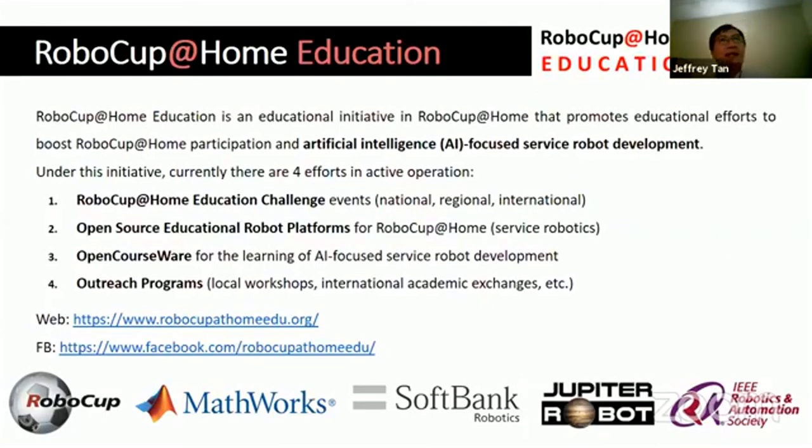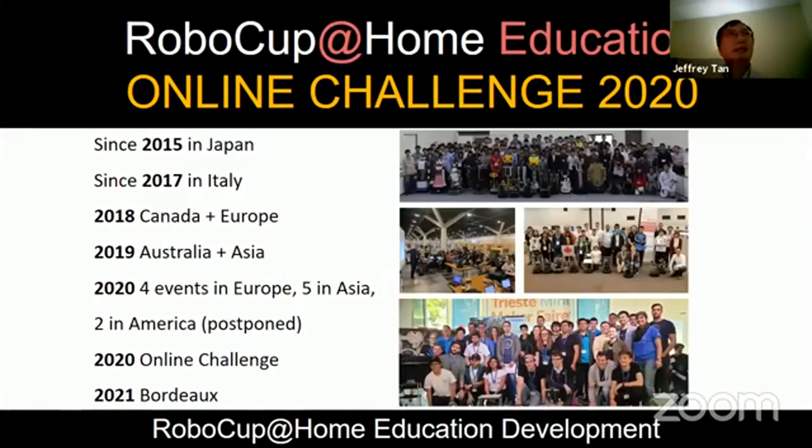Okay, and lastly, IEEE. So IEEE RAS, initially, we actually got one funding from IEEE RAS to develop open courseware. So our first ever version of open courseware is actually supported by IEEE RAS. And you can find the link in our website for all the materials that we developed for the open courseware.